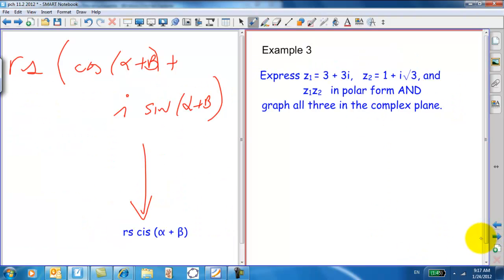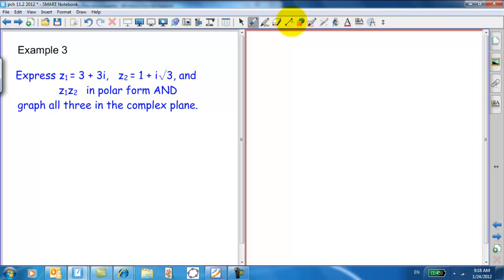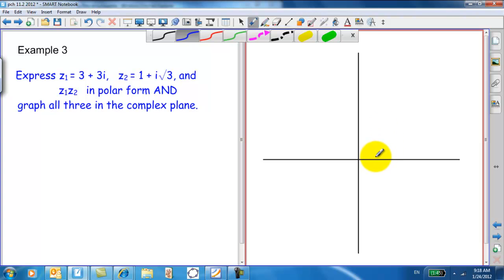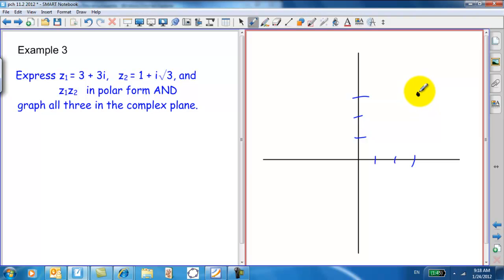It's going to make multiplication in polar so much easier. So let's express all these in polar form and graph all three in the complex plane. Now, rather than use my calculator in this one, these involve special triangles, so you should be able to do this readily. So let's make our complex plane. And our first number, Z1, is 3 plus 3i. So 1, 2, 3, up 3. Here's 3 plus 3i.